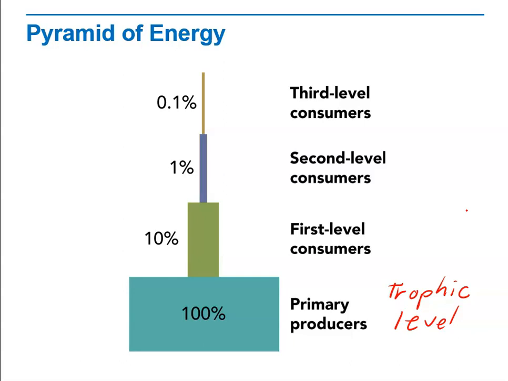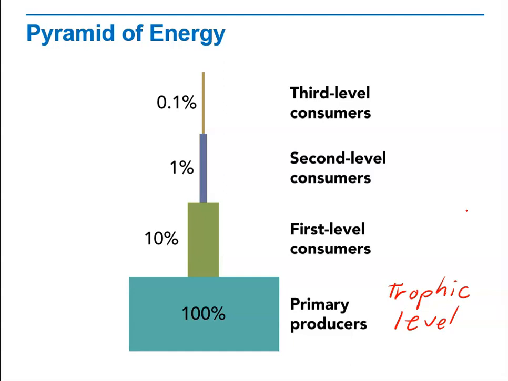So if a second level consumer eats a first level consumer, they only get about 1% of the original energy contained in the primary producers. And third level consumers only get about 0.1% of that original amount of energy. So at each level of the food chain, much energy is lost. If this food chain included fourth level consumers, what percentage of the original energy would be available to those organisms?